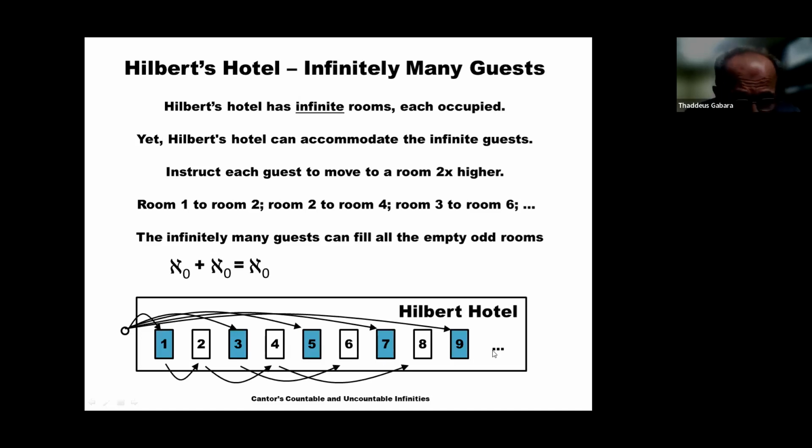And when all of the odd rooms are emptied, Hilbert says to his infinite guests, and of course he will collect rent, he's very happy here, he tells all of his new infinite guests to occupy all of the odd rooms in the hotel. And they fill up all of the odd rooms, and now Hilbert's hotel is full again. So what this says is that Aleph null plus Aleph null equals Aleph null. So this infinity is quite a strange number.